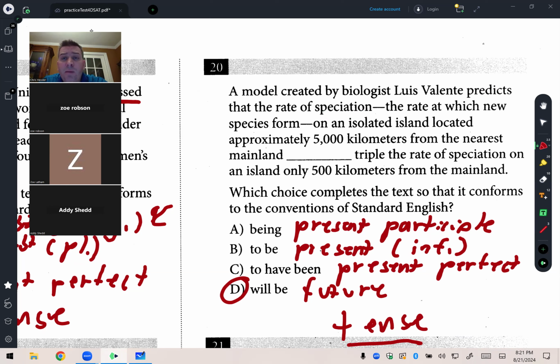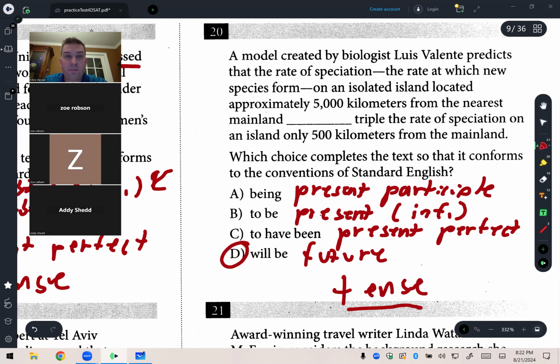A model created by a biologist, Louis Valente, predicts that the rate of speciation, the rate at which new species form on an isolated island located approximately 5,000 kilometers from the nearest mainland, will be triple the rate of speciation on an island only 500 kilometers from the mainland. Interesting. Wow. That's cool. I kind of want to read this paper now. I want to look at this model. All right, so that was future tense. Something's going to happen in the future.